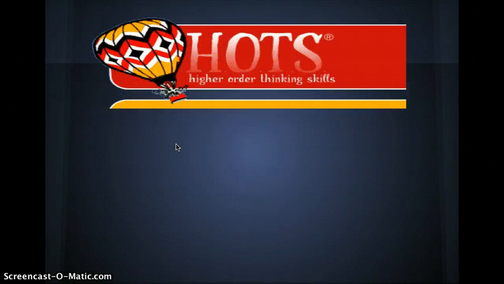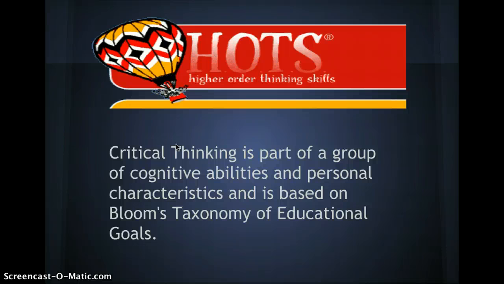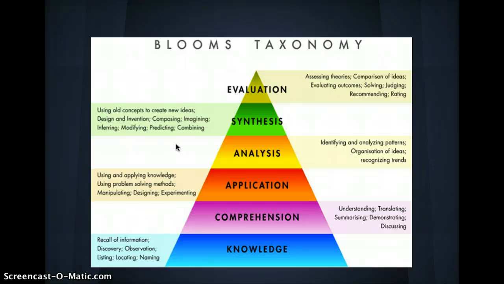Critical thinking is part of a group of cognitive abilities and personal characteristics called higher order thinking skills, or HOTS. It is also based on Bloom's taxonomy of educational goals. Bloom's taxonomy of educational goals is divided into 6 phases. The first 3 competencies, knowledge, comprehension, and application, are considered to be the lower order thinking skills. Analysis, synthesis, and evaluation are considered critical thinking or higher order skills.